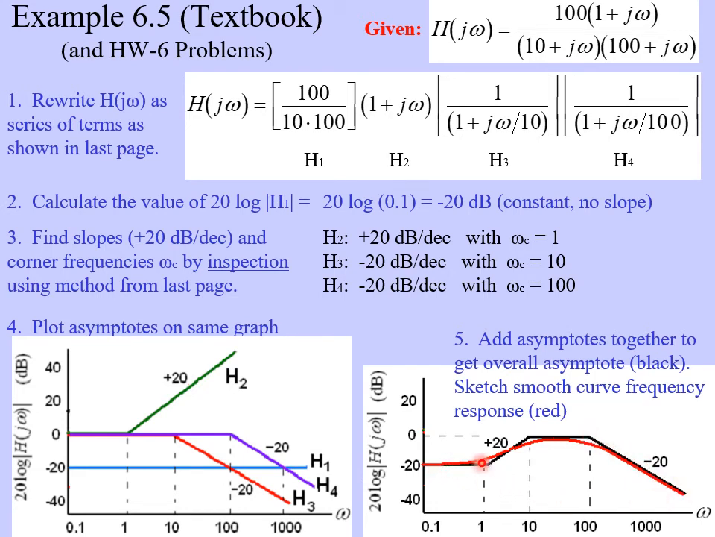And I can finally fill in with the red line here, just to smooth out the corners, as we know happens, and follow the asymptotes and just smooth and round the corners. And there is our Bode plot for this frequency response shown up here.